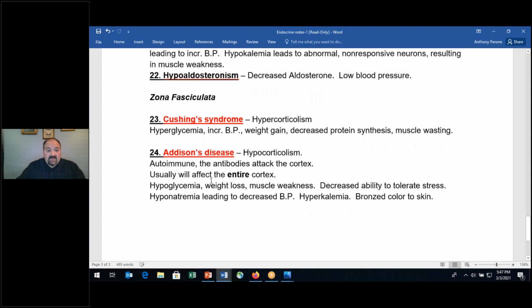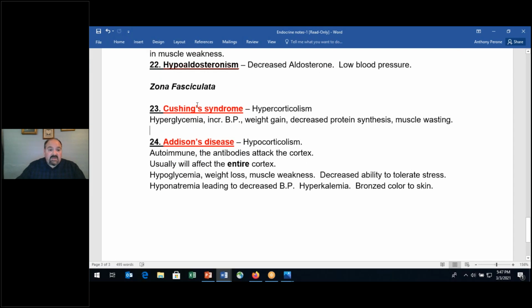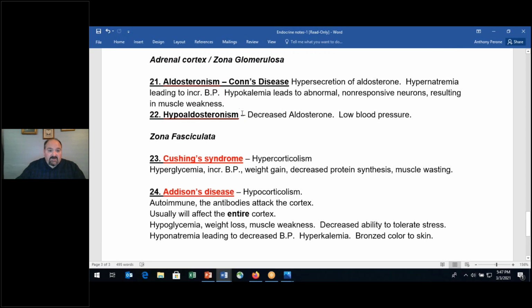And then you'll see here, in the fasciculata region, that would be as far as the cortex is concerned, the glomerulosa, the outer area.